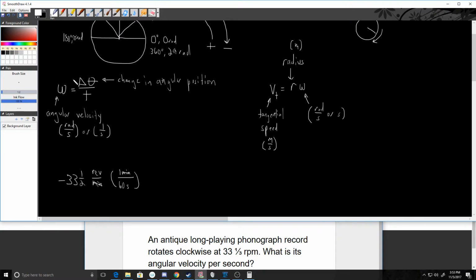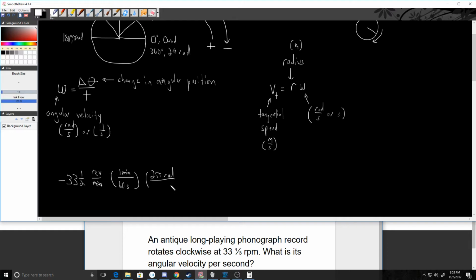But in order to use this, I need to know the angle. So rather than talking about revolutions, I know one revolution is 2 pi, so let's go with 2 pi radians.